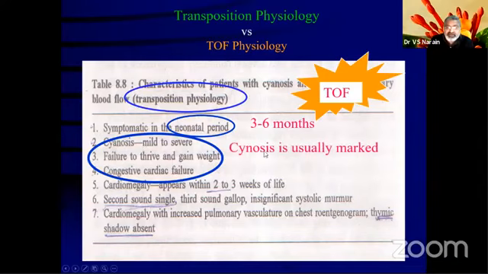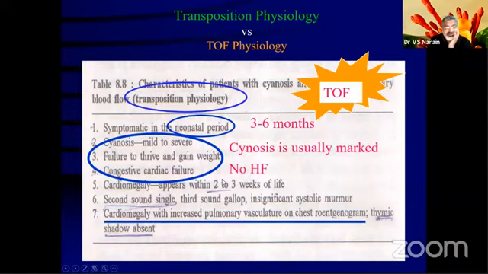On the other hand, tetralogy usually has a lot of cyanosis. So cyanosis is more marked here. Heart failure is not there. Cyanosis is less marked, heart failure and failure to thrive with transposition physiology. No heart failure with tetralogy.